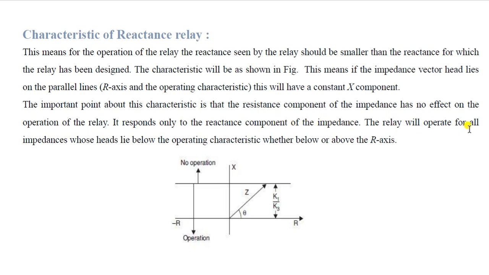The relay will operate for all impedances whose heads lie below the operating characteristic, whether below or above the x-axis. If our reactance value lies below this line, then the relay operates. Resistance value does not affect the characteristics of the relay. We have minus R to plus R, anywhere, for any value of resistance. If we have the reactance value less than this region, then the relay operates. If our X value is greater than this region, then the relay does not operate.